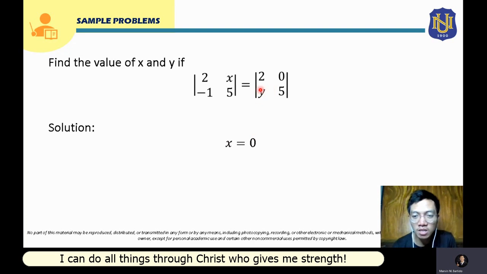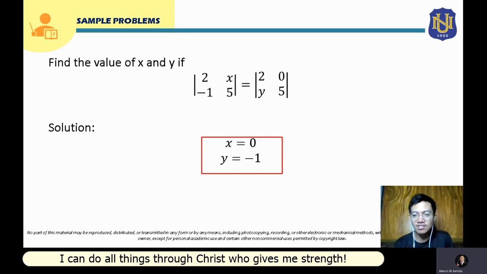And for your y, it will just be equal to its corresponding element here, which is negative 1. So your y will be negative 1. Again, your x is equal to 0 and your y is equal to negative 1. So that's just how simple it is. These are the answers already.